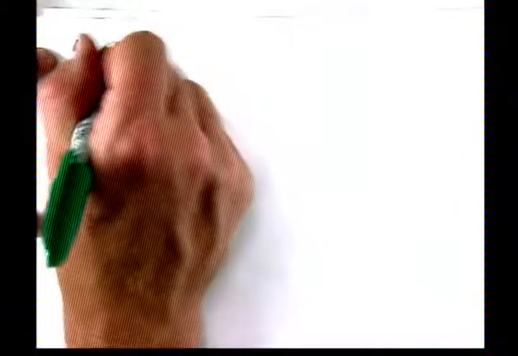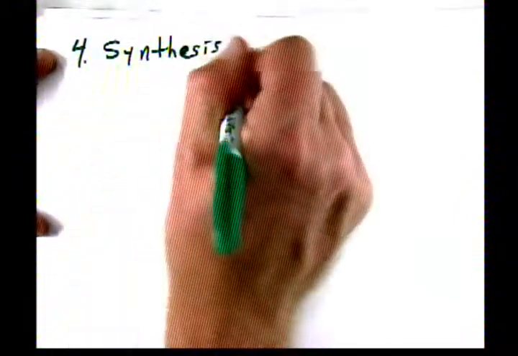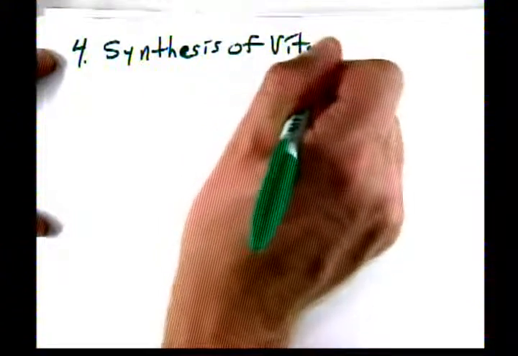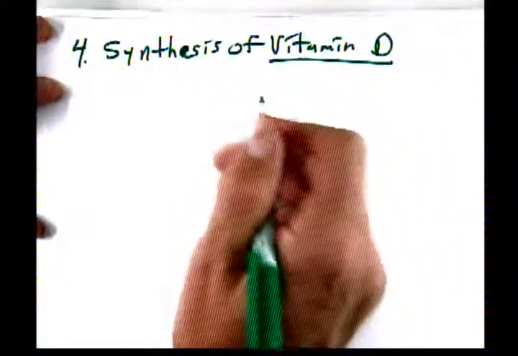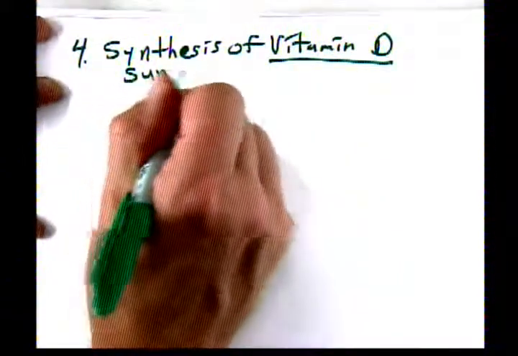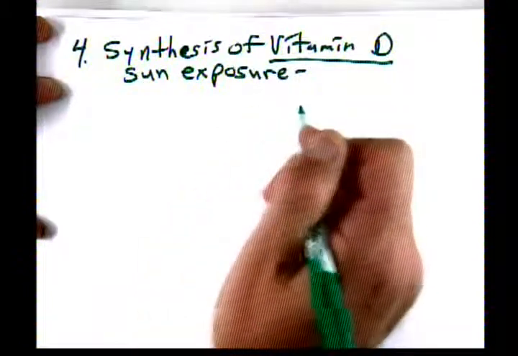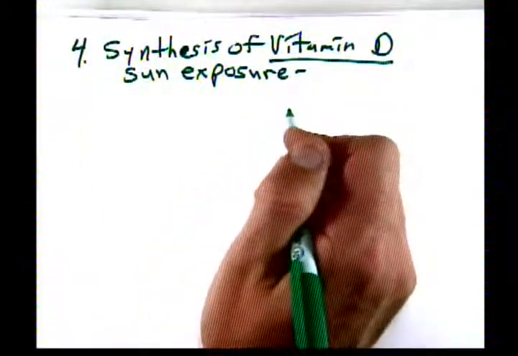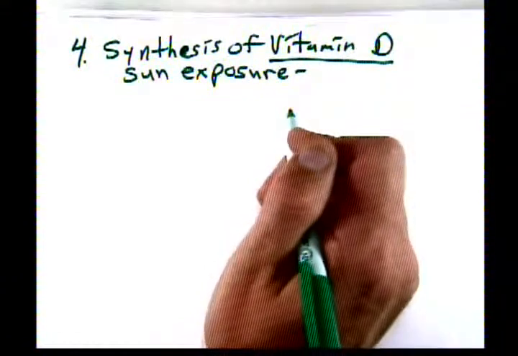A fourth one is with your integumentary system. It's also involved in the synthesis of vitamin D. And to do that, you have to have sun exposure. You have to be exposed to some UV light to make that vitamin D and to synthesize that. Okay.